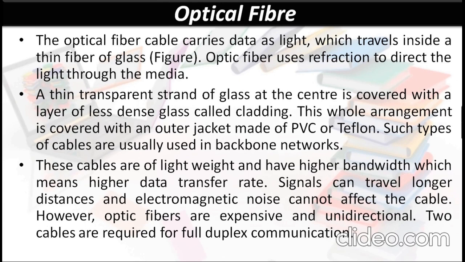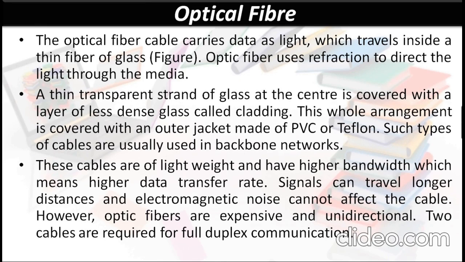A glass or plastic core is surrounded by a cover of less dense glass or plastic, so the signal can travel for longer distances and electromagnetic noise cannot affect these cables. So that is the advantage of this OFC. We say that the light travels at the speed of 3 lakh kilometers a second in these OFCs. So therefore we can get faster signals or faster data transmission in these OFCs compared to the previous two.